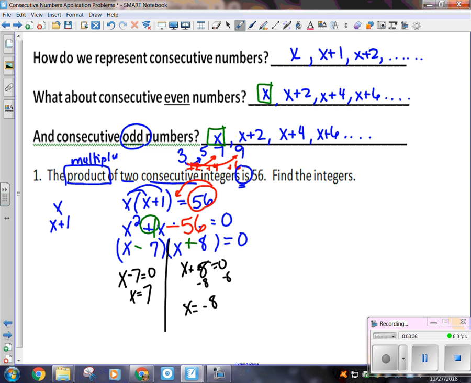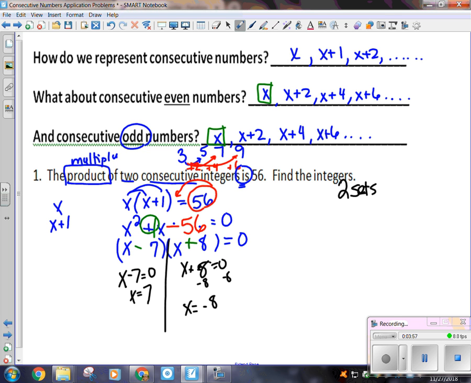Now my answer says the product of 2 consecutive numbers. This is one of those problems where it didn't say I needed positive answers. It didn't say I needed negative answers. It actually didn't even stipulate that I needed odd or even. So there could actually be 2 sets of answers as written. Okay.